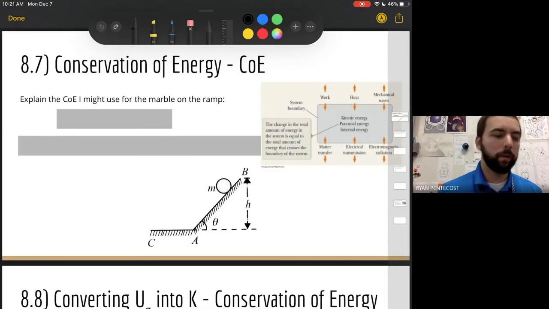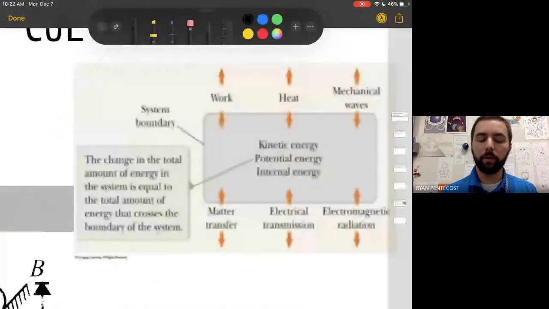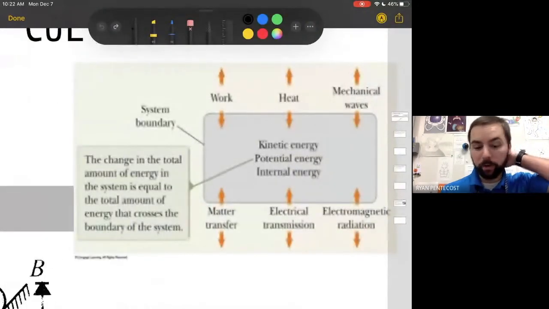Hi, everyone. So today we're going to talk about conservation of energy. And we start off with these two images. We have this one over here. This is a system boundary. This is an illustration of conservation of energy, right?